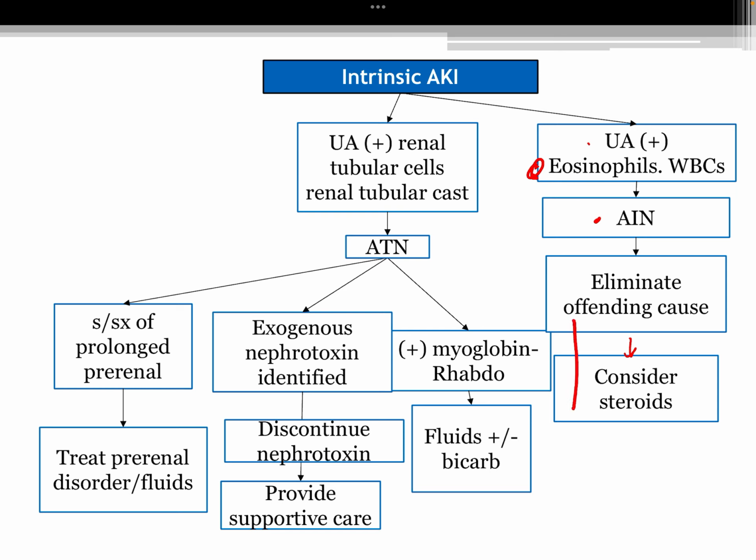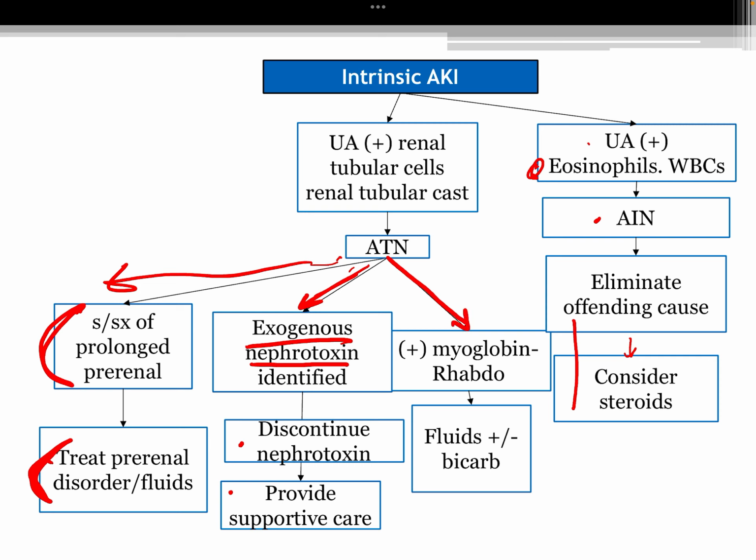and consider steroids. Now, if the patient has an ATN, we can think about it as either ischemic, so that signifies a prolonged prerenal state, and we'll treat the prerenal disorder with fluids, knowing that it might take some extra time for the patient to recover. And then if it's ATN due to an exogenous nephrotoxin, we'll discontinue that nephrotoxin and provide supportive care, or do many of the other things that we've talked about as far as treatment. And then for ATNs that are due to rhabdo, we'll give fluids with or without bicarb.